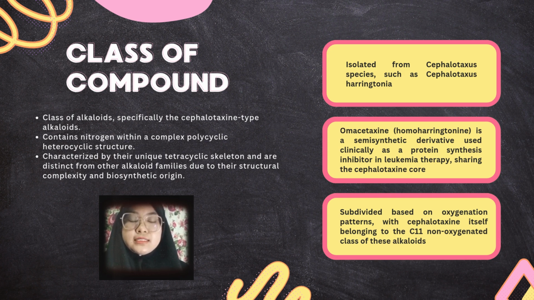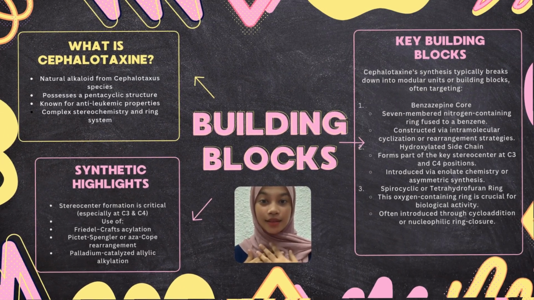Not only that, cephalotaxin type alkaloids are subdivided based on oxygenation pattern, with cephalotaxin itself belonging to the C11 non-oxygenated class of these alkaloids. The structural features, nitrogen heterocycle, multiple fused rings, and stereochemistry define its classification as an alkaloid rather than other compound classes like terpenes or flavonoids.